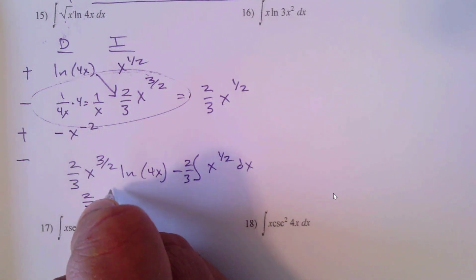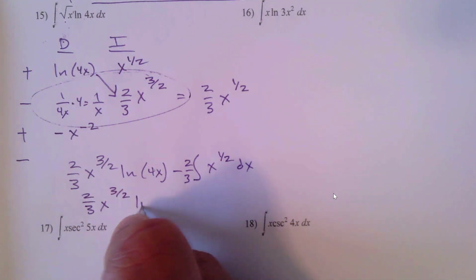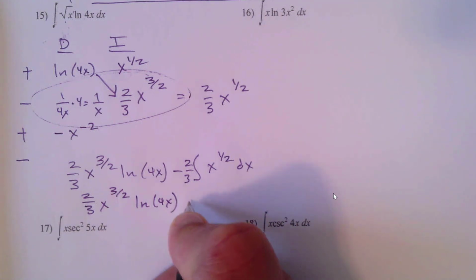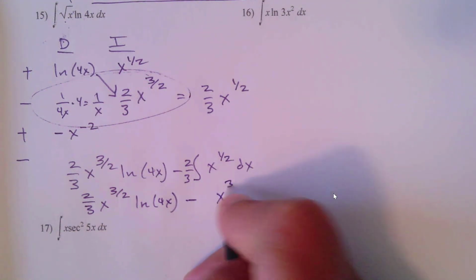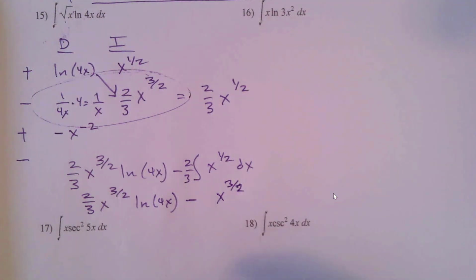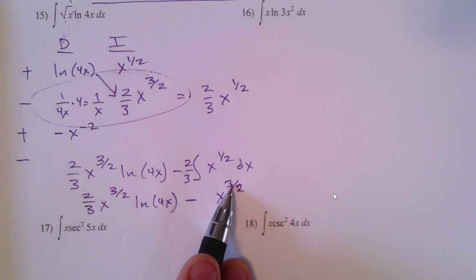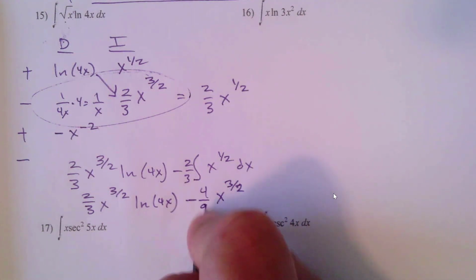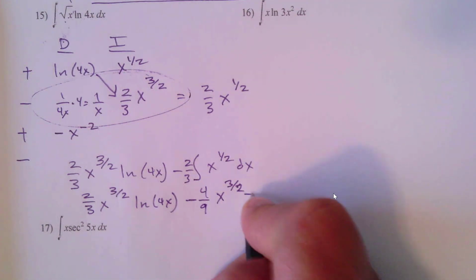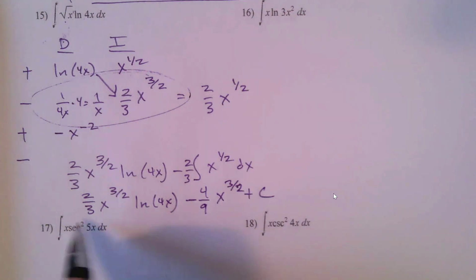Right answer, this is x to 3/2, natural log of 4x. And bump it up a power, so it's going to go up to x to 3/2. And we have to divide by 3/2, which is the same as multiplying by 2/3. 2/3 times 2/3, that's already there, is going to give you 4/9. And then don't forget the plus c.